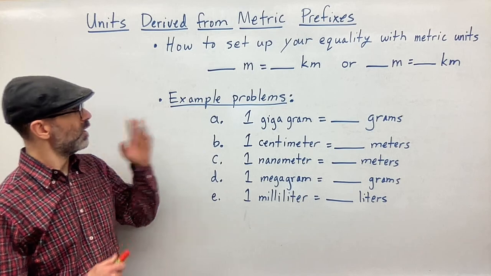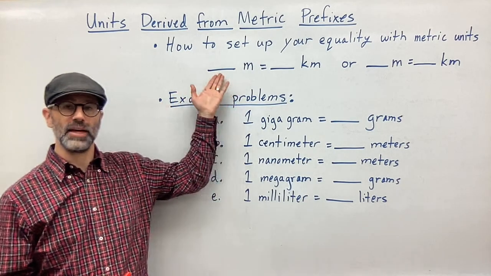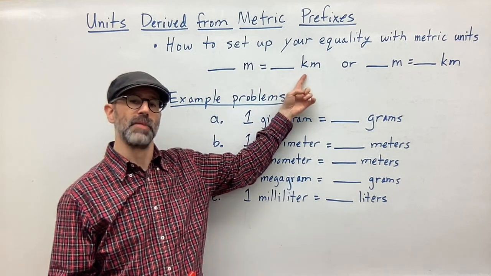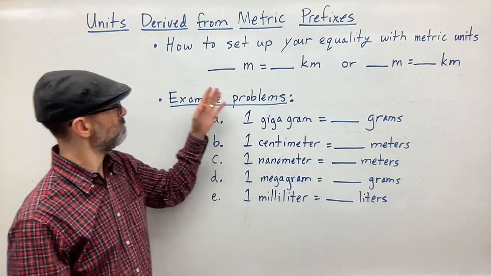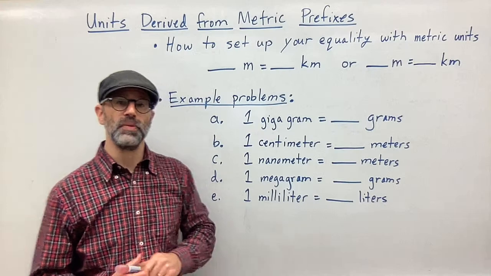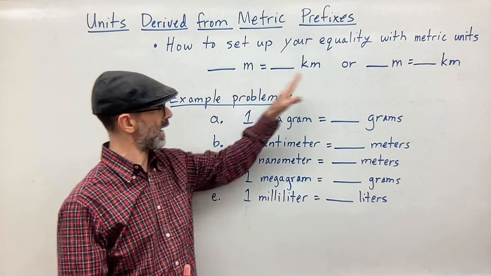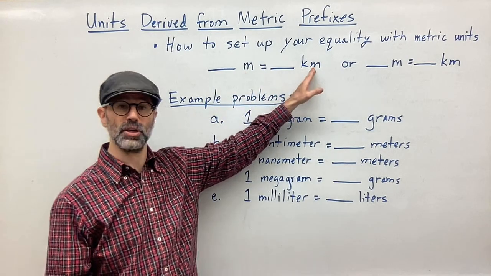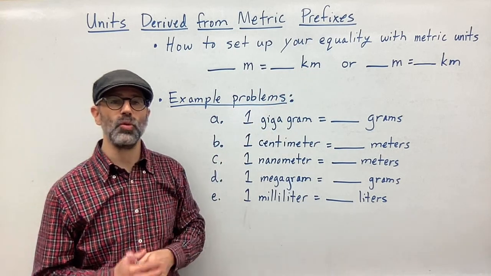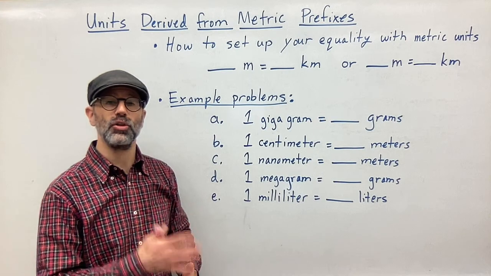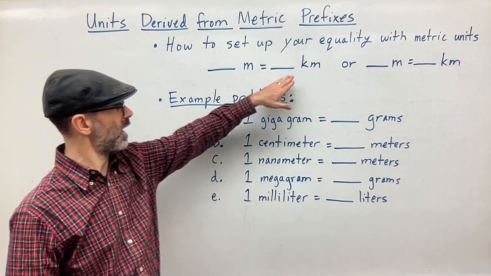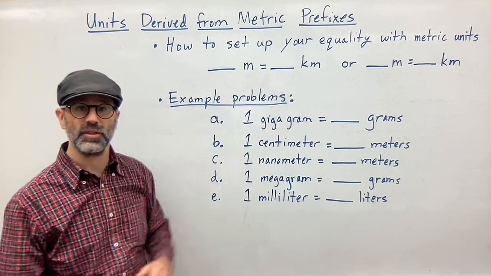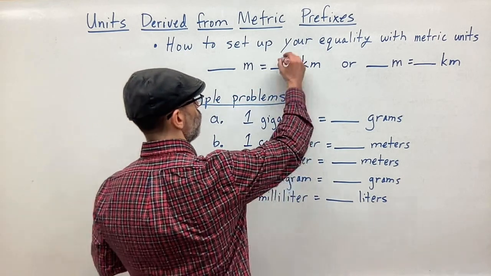So for example, if I want to set up an equality between the base unit and a unit with a metric prefix, there's a couple of ways to do this. What I like to do is, when I set up the equality between the base unit and the unit that has the prefix multiplier, like here I have meters and kilometers, I always like to put the 1 with the unit that has the prefix. So here we have meter, kilometer. Kilo is the prefix, so I'm going to put a 1 with the kilometer. So I put the 1 there.